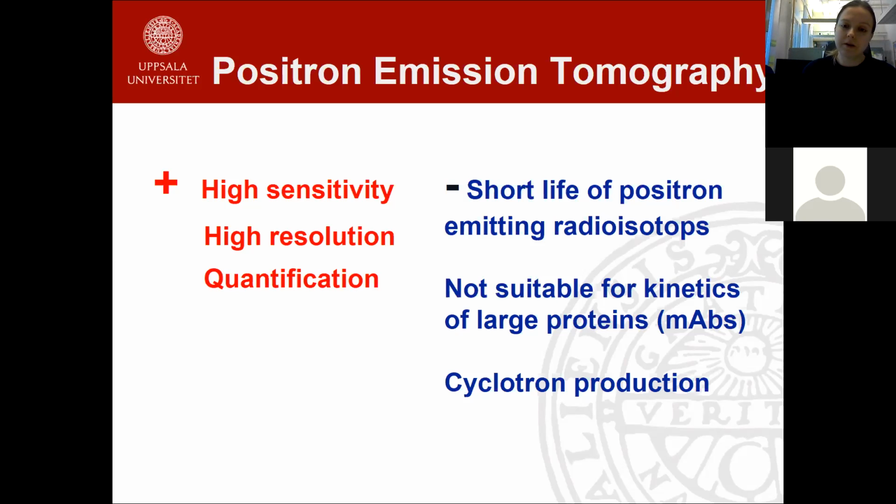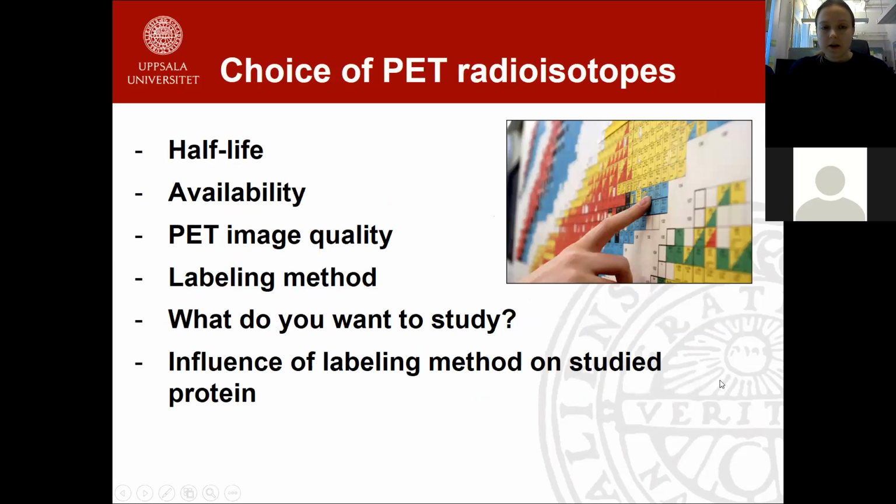And the third limitation of this method is that these radioisotopes that emit positrons are generally mainly produced by cyclotron. We will also talk later about that. So when it comes to the radioisotopes for PET imaging, there is really a large number of isotopes, but how do we select the ones that we can use? And there are several categories or several things that determine our choice.